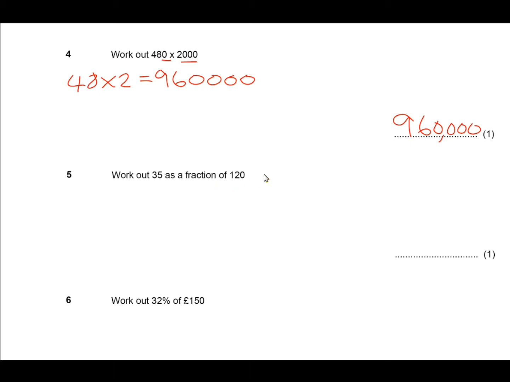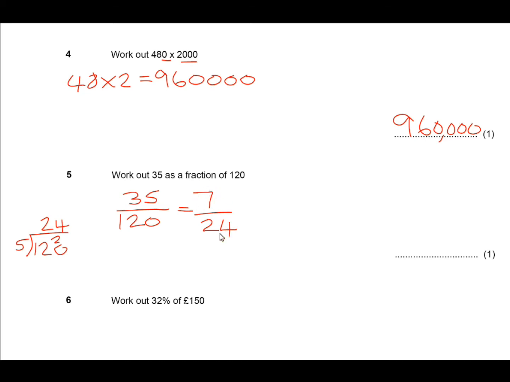Question 5. Work out 35 as a fraction of 120. What we need to do is simplify, so we know that 5 goes into both of these because they end in a 0 and a 5. So 5 goes into 35 7 times, and 5 goes into 120. Well, if you're not sure, just do it as a long division. So 5 doesn't go into 1, but 5 goes into 12 twice, remainder 2. 5 goes into 20 4 times. So we end up with 7 over 24.